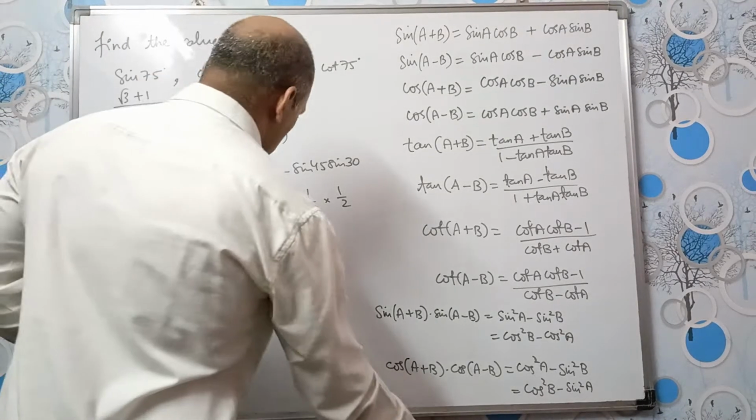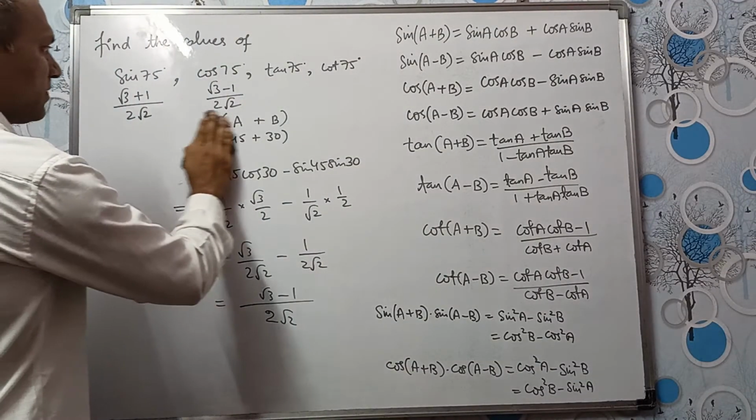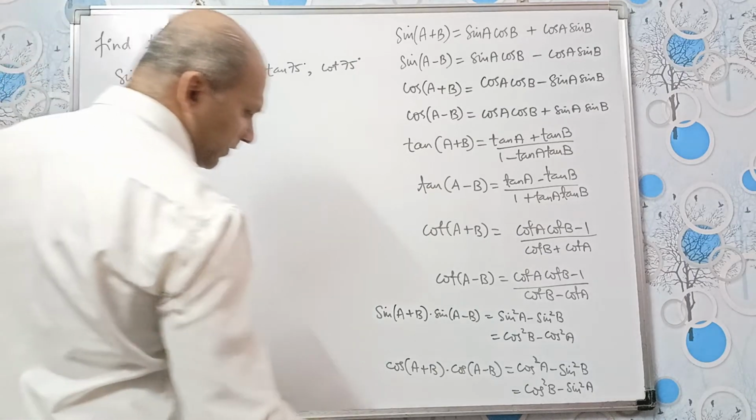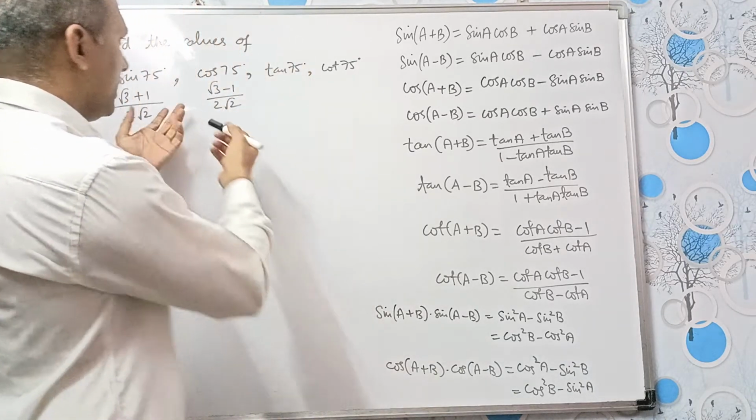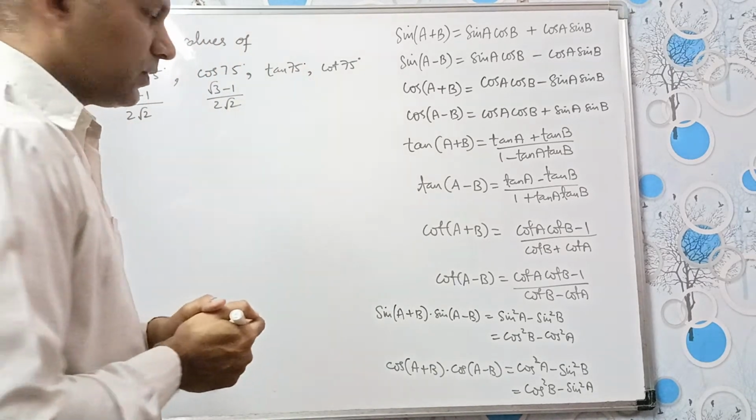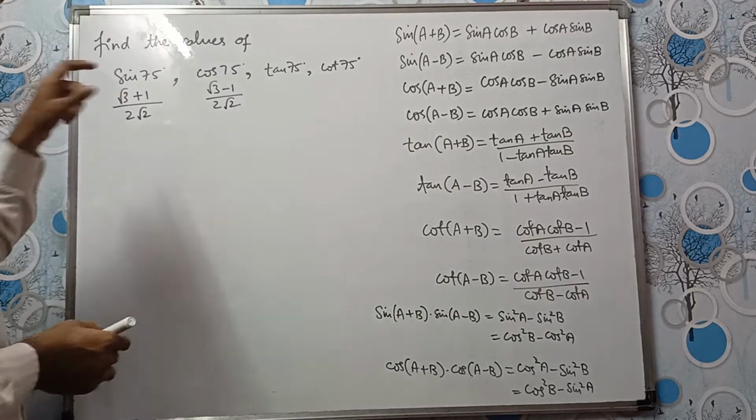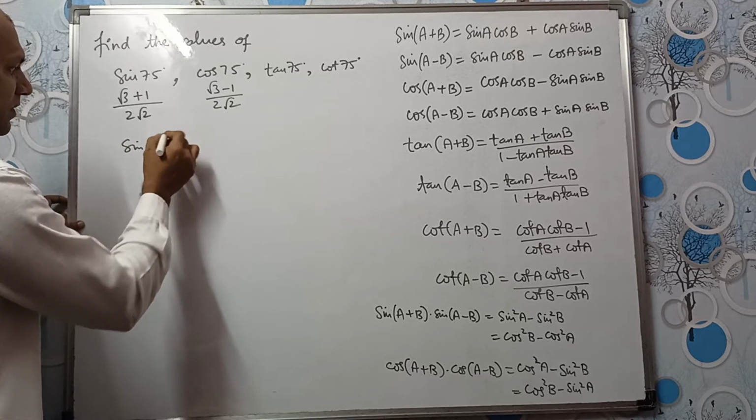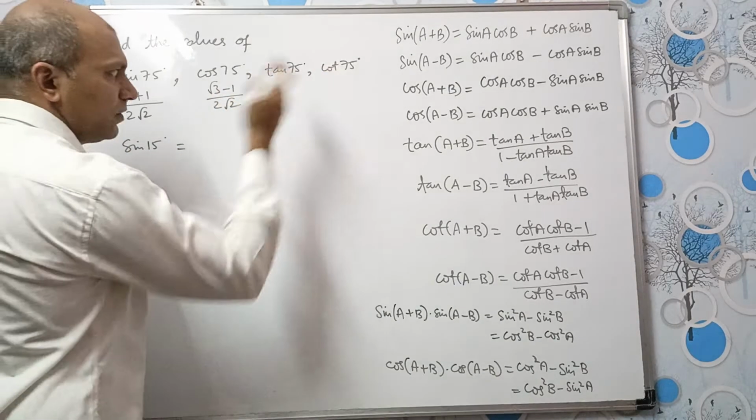Let us find tan 75 degrees now, tan 75 and cot 75. Now you got the idea how to find these values, right? Using the same way, we can find sine 15 also. Same method: sine 15, cos 15, tan 15, cot 15.